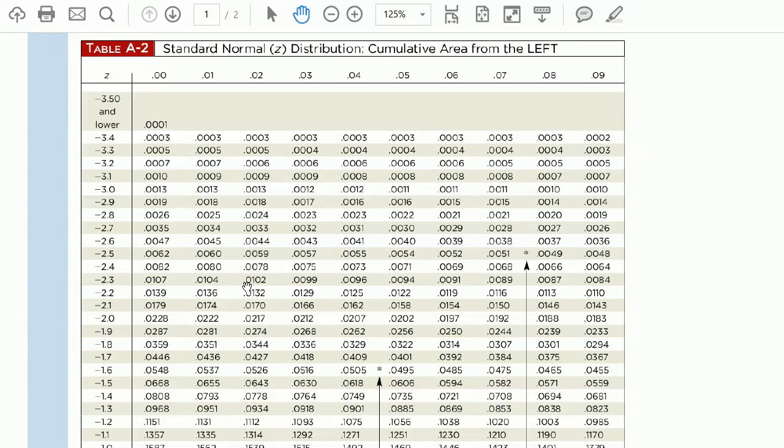So 0.01 is between these two numbers, 0.0102 and 0.0099. It's closer to 0.0099 because it's only 0.0001 away from 0.0099. So it's closer to this number, so we'll go ahead and choose that number. That's negative 2.33. So the Z critical value will be negative 2.33.